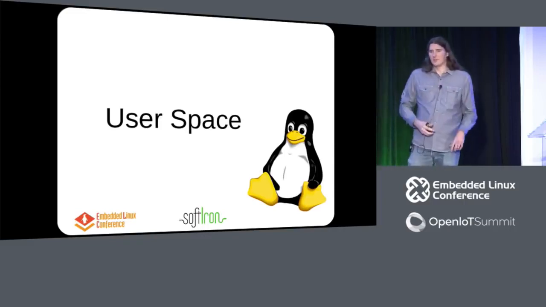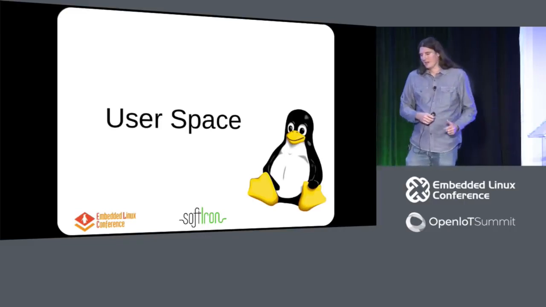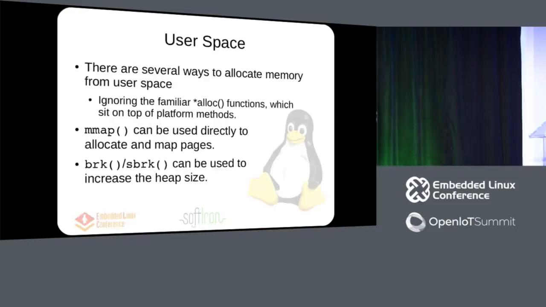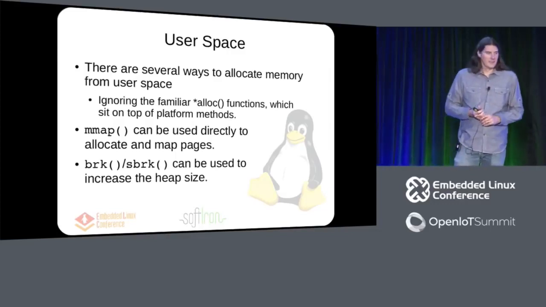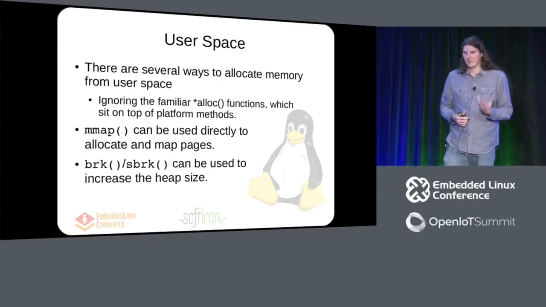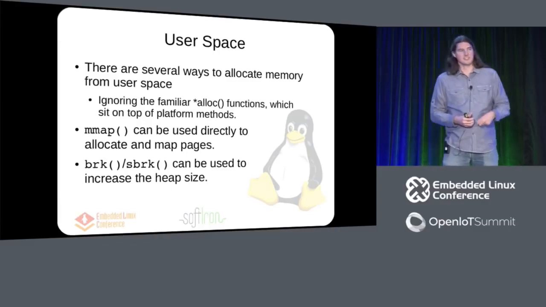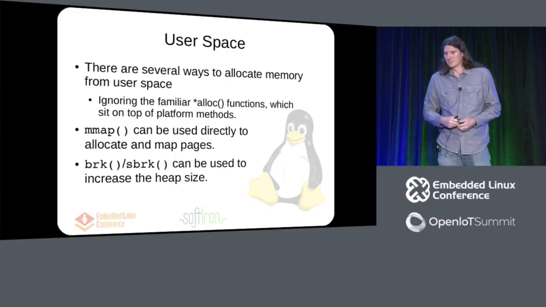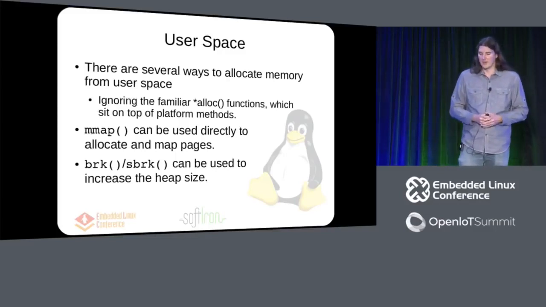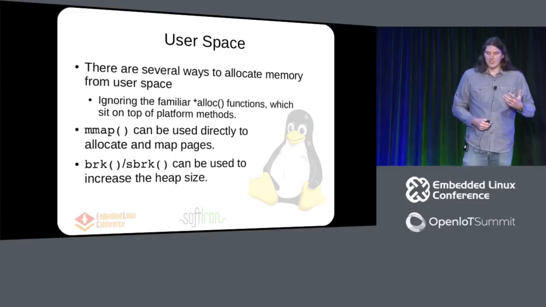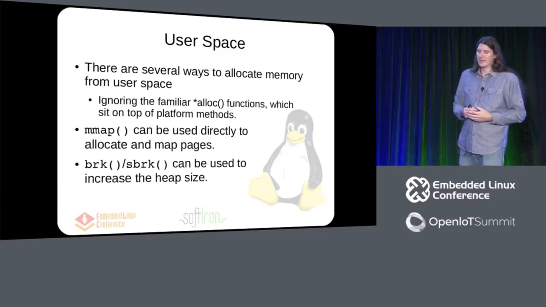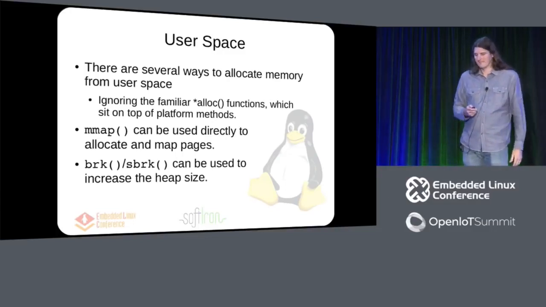So that's user space memory as it's handled by the kernel. So what about user space memory as it's handled by user space? There are several ways to allocate memory in user space. We're going to ignore for a minute the familiar C allocation functions like malloc and calloc, because those sit on top of platform methods. So we're going to talk about mmap and brk or sbrk. With mmap, you can allocate and map pages directly into your user space process. And with brk or sbrk, you use these to increase the heap size.